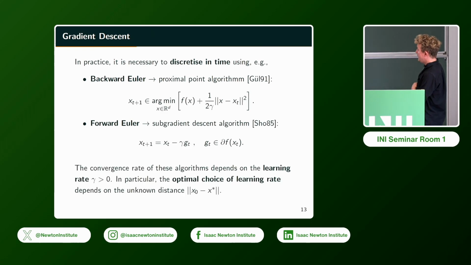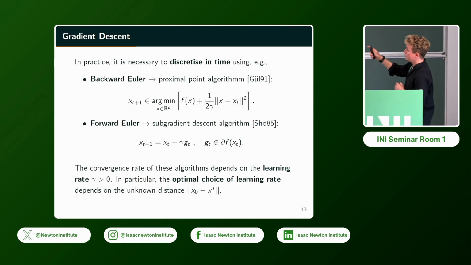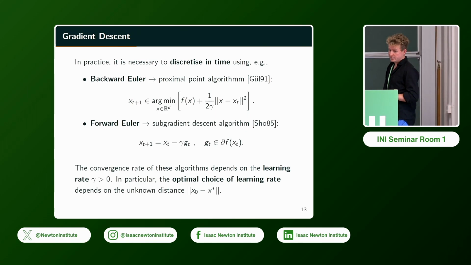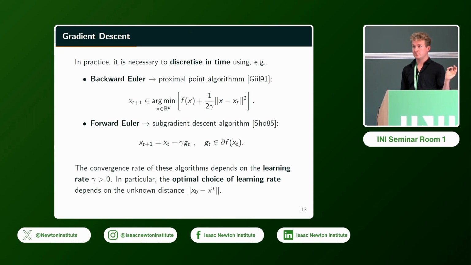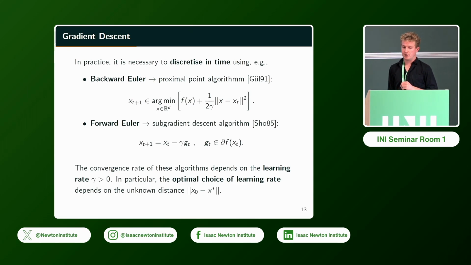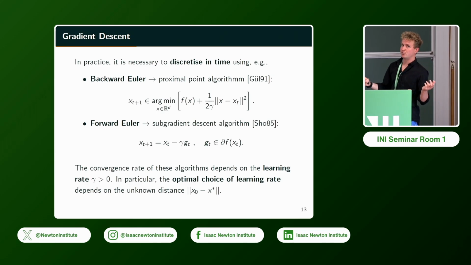As I've said already, the convergence rate of these algorithms depends on the choice of learning rate or step size. And in particular, the optimal choice of learning rate in this Euclidean setting depends on the unknown distance between our initial point x0 and the optimizer x star. So we can't compute this in practice because, of course, x star is the thing we're trying to find in the first place.